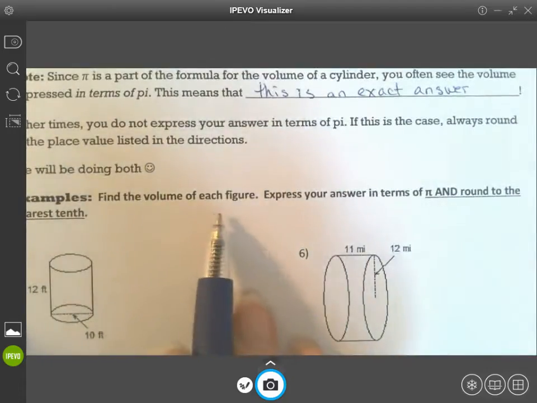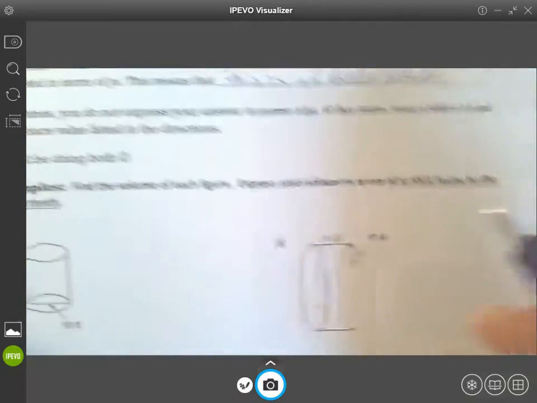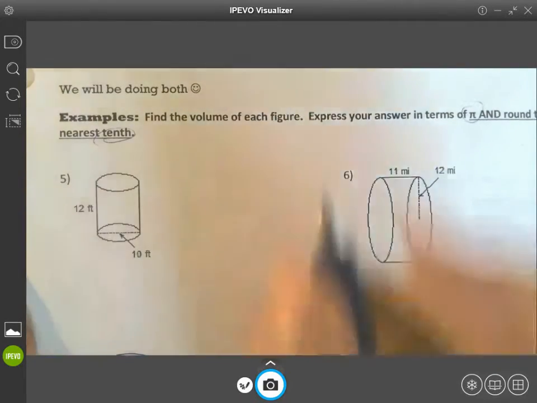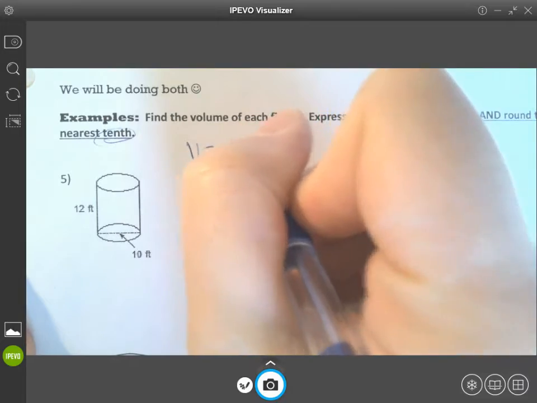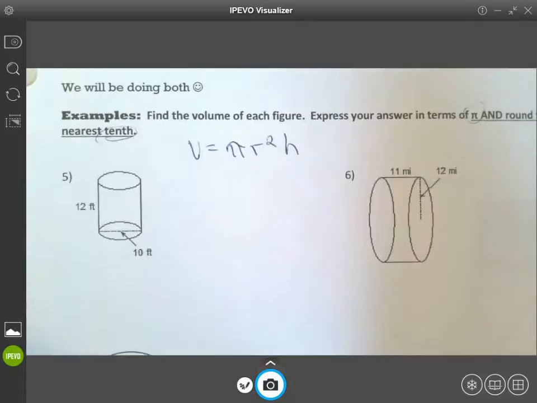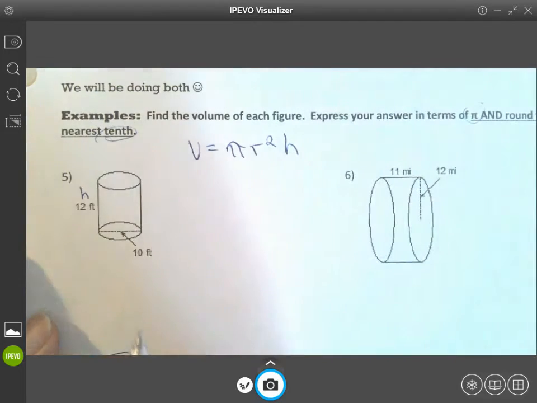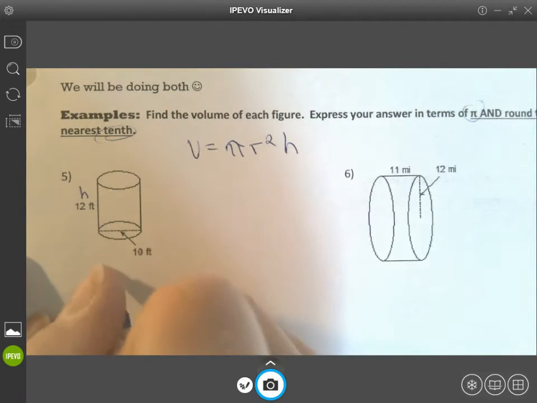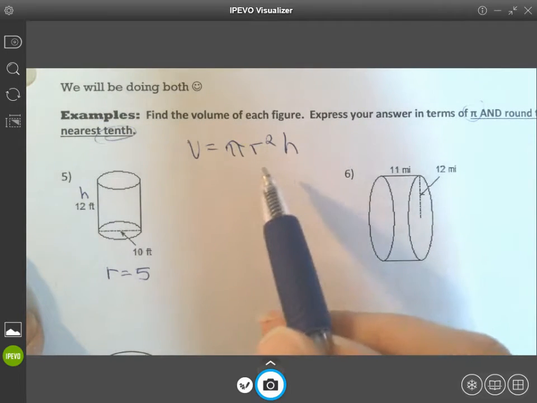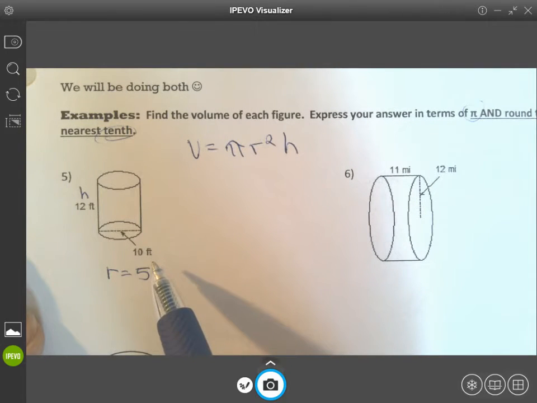So find the volume of each figure, express your answer in terms of pi and to the nearest tenth. Okay, we got this. First of all, I need the radius. The volume is pi r squared h. All right, so this is the height of the figure. I need the radius. What did they give me? Diameter. So what's your radius? 5, half that. I recommend writing it down, and it's really easy when you fill in the formula just to come back, even though you know better.